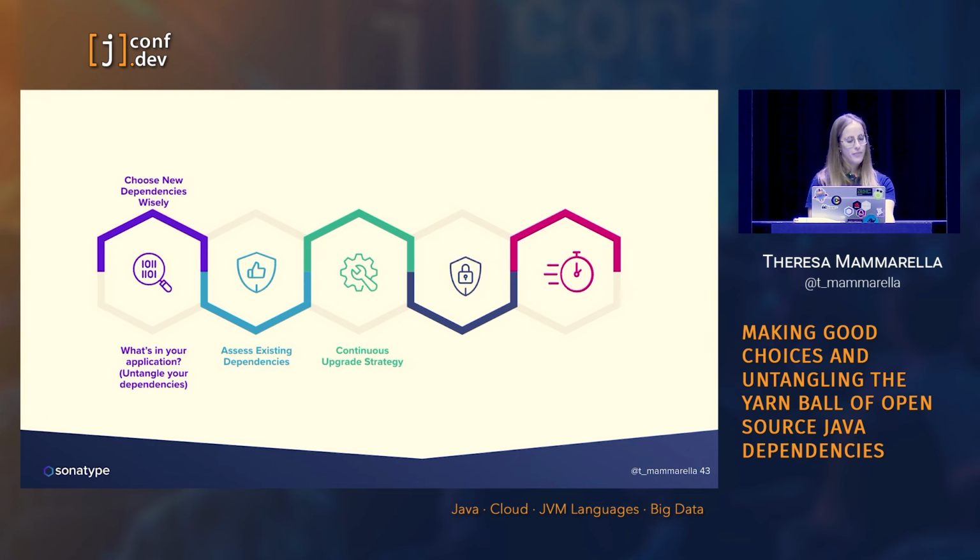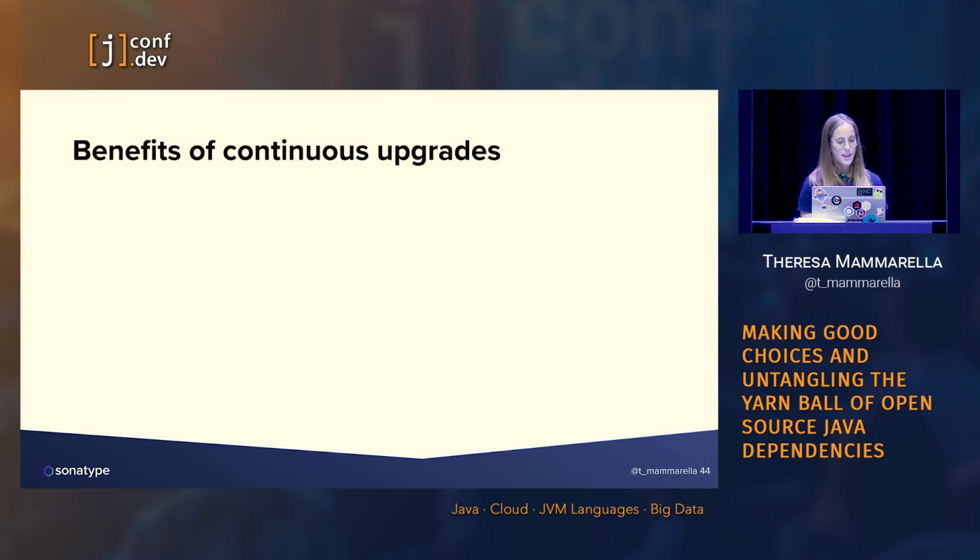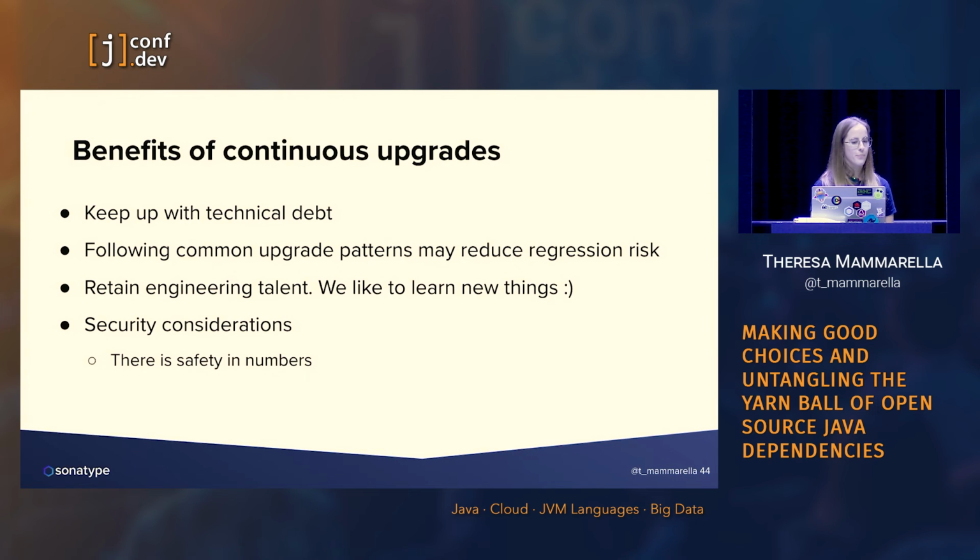All right, so we know how to choose dependencies wisely. We know how to create an SBOM and figure out what's in that black box of transitive dependencies, and how to assess whether or not they are vulnerable or risky. The next step is being able to continuously upgrade those dependencies. And this is important for a number of reasons. It can be for eliminating technical debt. Following upgrade patterns may help reduce risks of regressions and breakages.